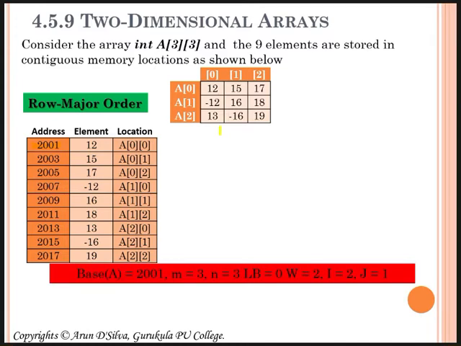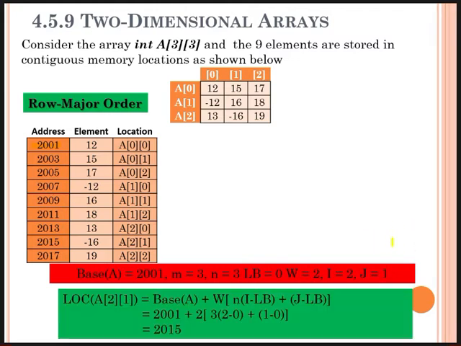Now, just to give you an idea, here base is 201 and m equals 3, n equals 3, because this is a 3 cross 3 matrix. Lower bound value is 0. W is 2, since integer type takes 2 bytes. I equals 2, j equals 1, because we are finding the value at the second row, first column, that is the element A of 2 1.